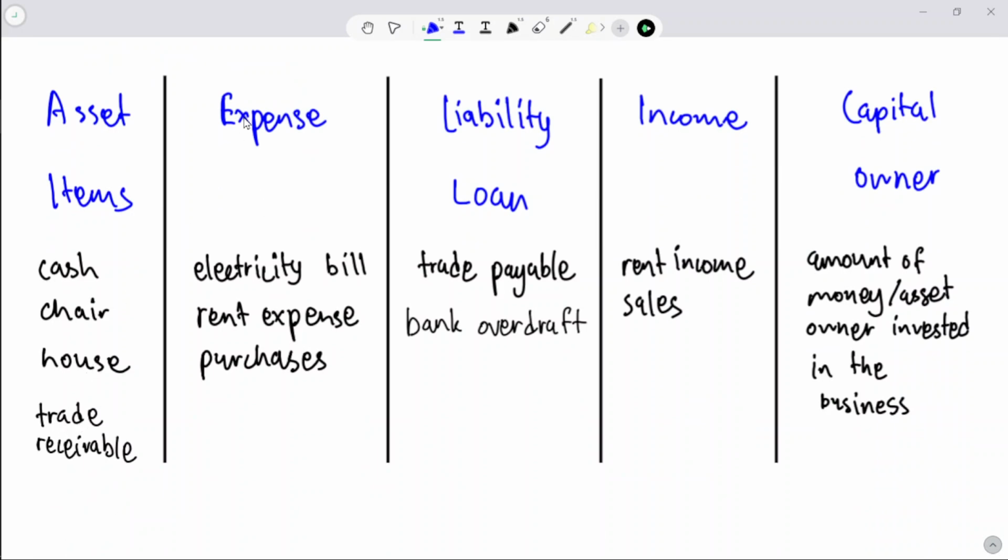For expense, the examples will be electricity bill, rent expense, purchases. For liability, the examples will be loan, trade payable, bank overdraft. For income, examples will be rent income, sales. For capital, capital means related to the owner. It means the amount of money or asset the owner invested into the business.